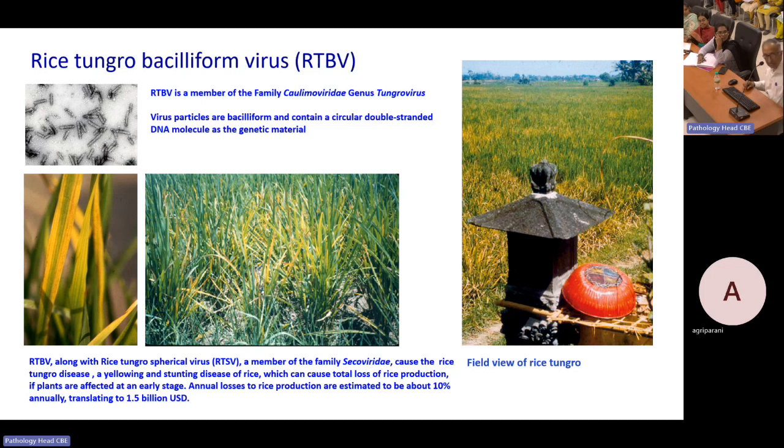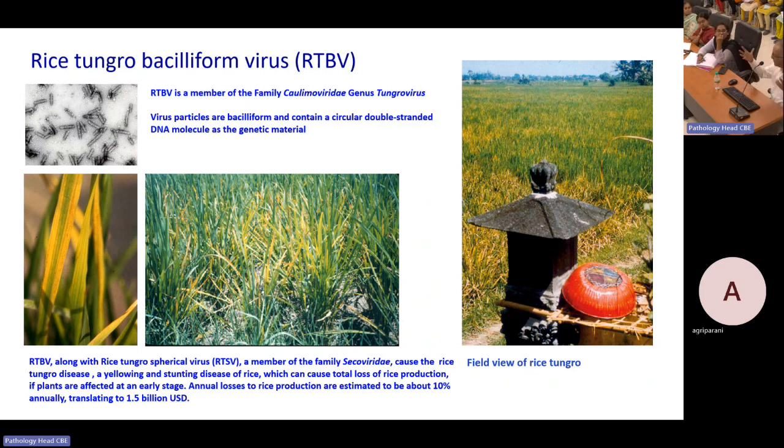The disease is caused by RTBV, rice tungro bacilliform virus, and another virus, rice tungro spherical virus, which is totally unrelated to RTBV. It is a member of the family Secoviridae, an RNA virus. So it's a very peculiar situation where two unrelated viruses have come together. And some people believe, though it is not an established fact, that rice tungro spherical virus is more adapted to rice than rice tungro bacilliform virus. Rice tungro bacilliform virus may be a decent invader in rice. Maybe it was present in leaves and grasses.